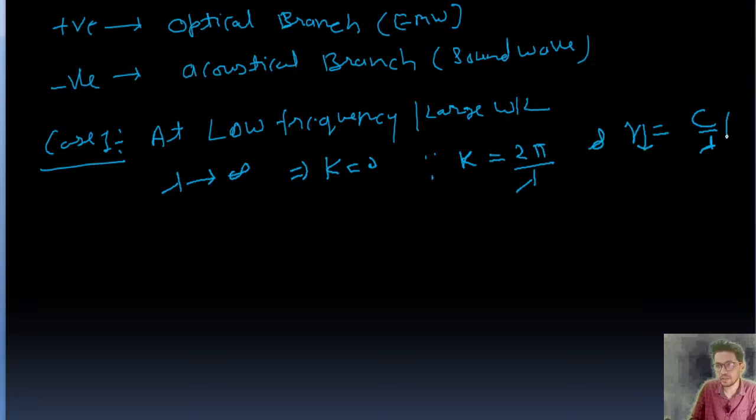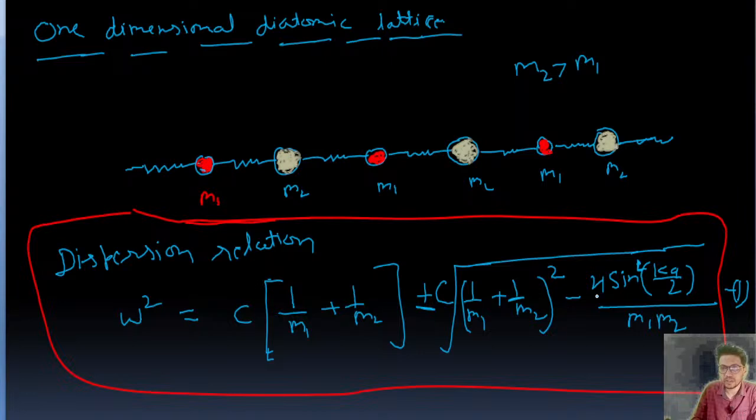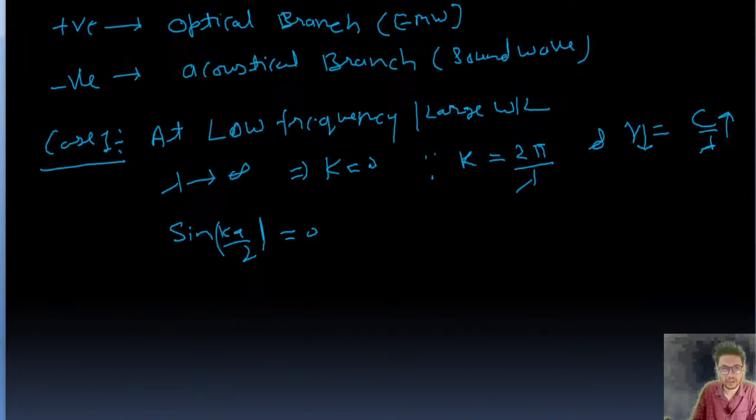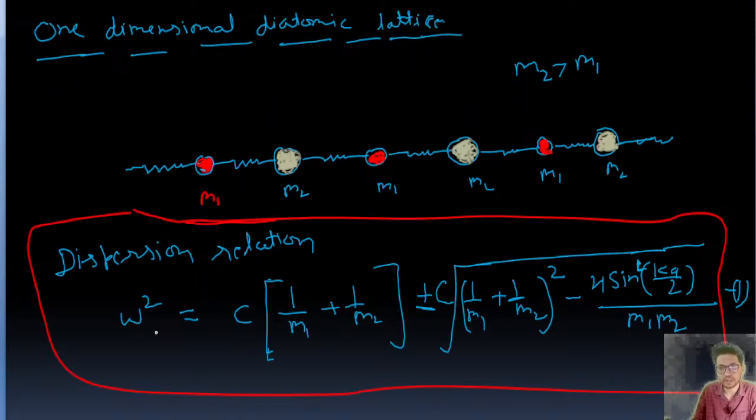Nu decreases means c by lambda increases, right? So from here the value of k is 0. So it means sin ka by 2 is going to be 0. If this value is 0, then the dispersion relation, this part is going to be 0. We are talking about the optical branch, which means the plus sign.